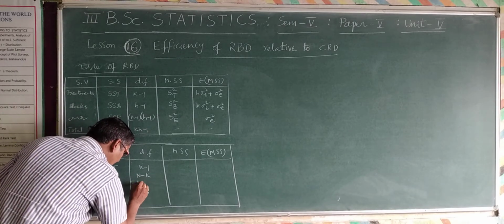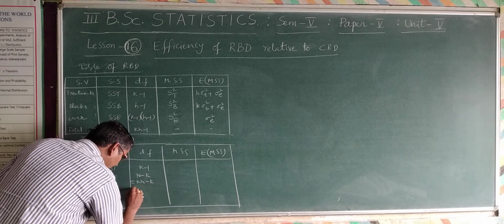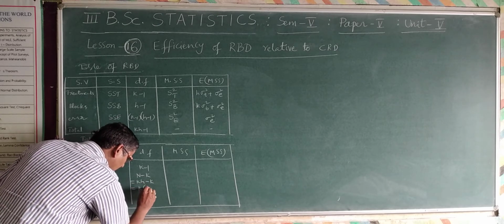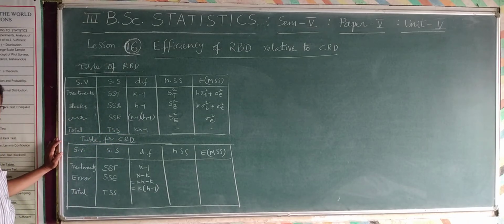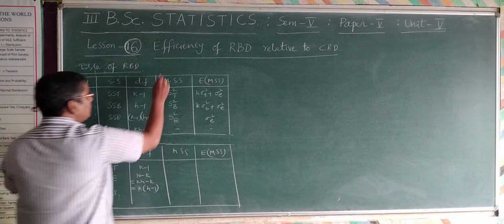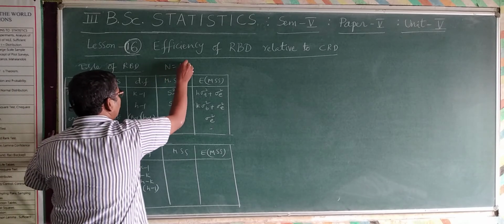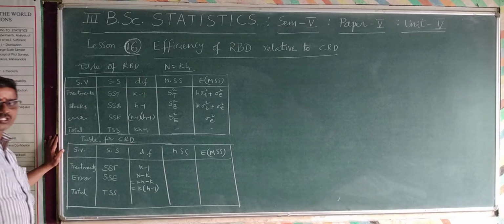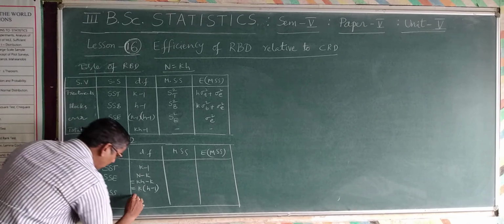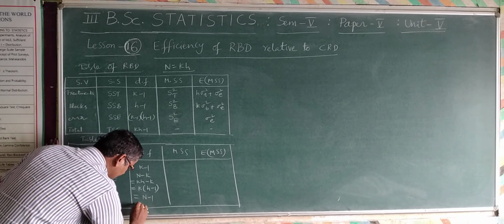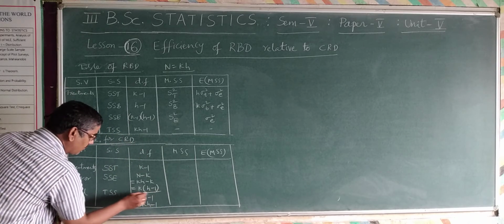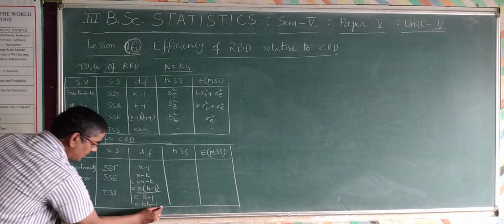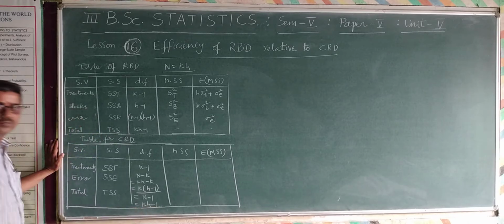N minus k is equal to k into h minus k, which is equal to k into (h minus 1). Hope you understand. So I have considered capital N is equal to kh for both the experiments. So the total degrees of freedom is n minus 1, that is kh minus 1. This is the degrees of freedom for error, and this is the degrees of freedom for total.